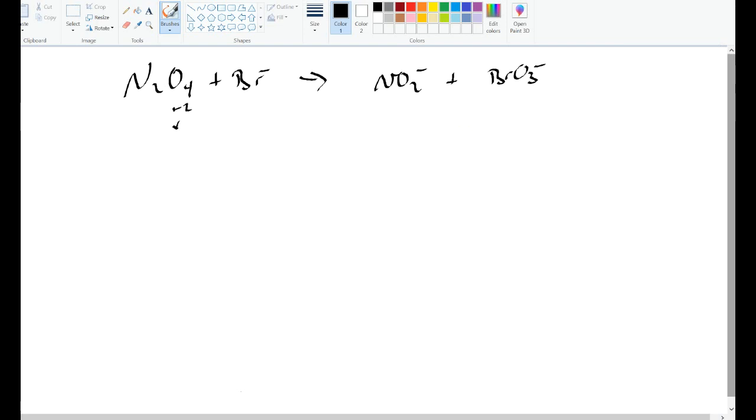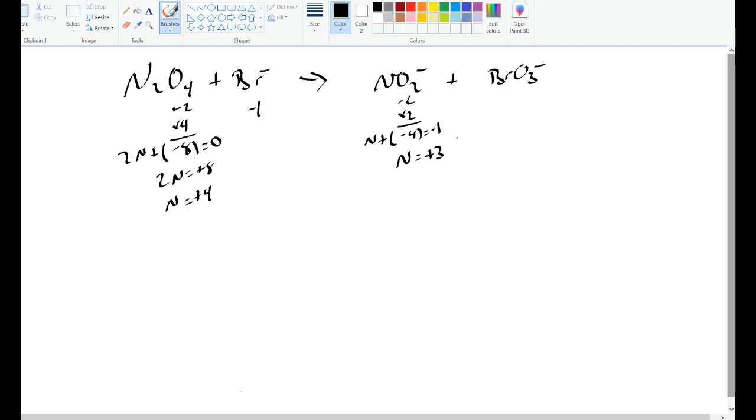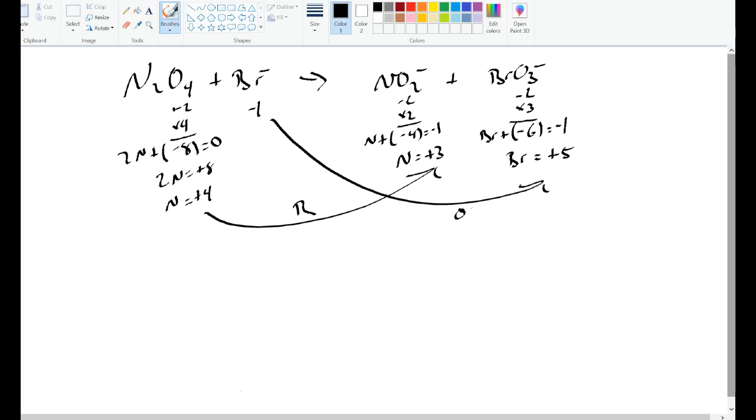So negative 2 times 4 is negative 8. 2 nitrogens plus negative 8 equals 0. 2 nitrogen equals positive 8. Nitrogen equals positive 4. Bromine equals negative 1. 2 times 2 is negative 4. Nitrogen plus negative 4 equals negative 1. Nitrogen equals positive 3. 2 times 3 is negative 6. Bromine plus negative 6 equals negative 1. Bromine equals positive 5. So 4 to 3 is reduction. Negative 1 to 5 is oxidation.